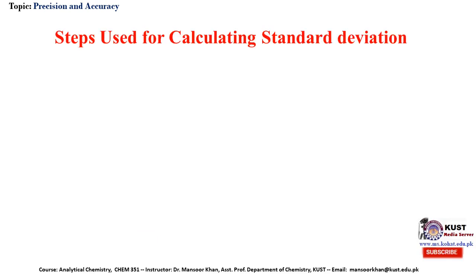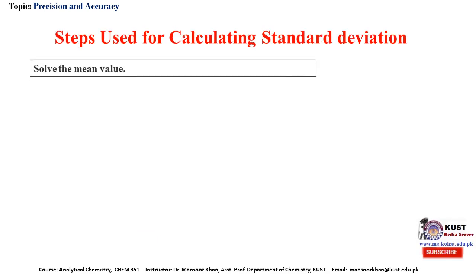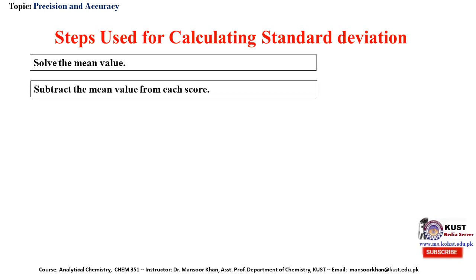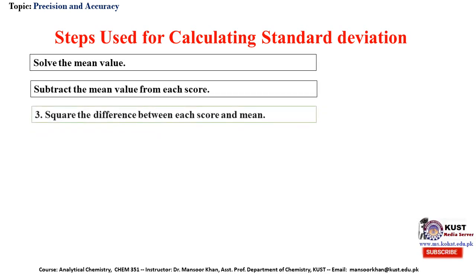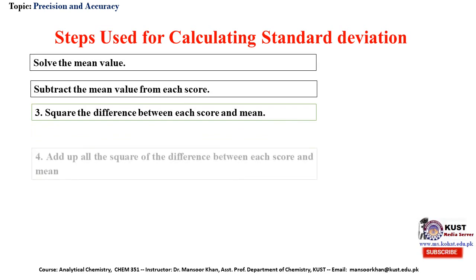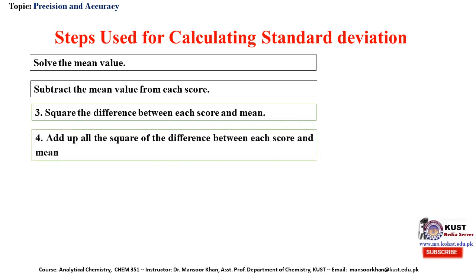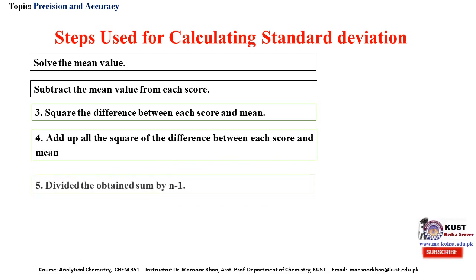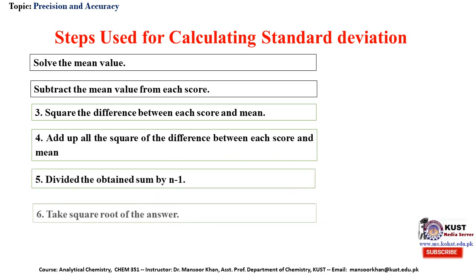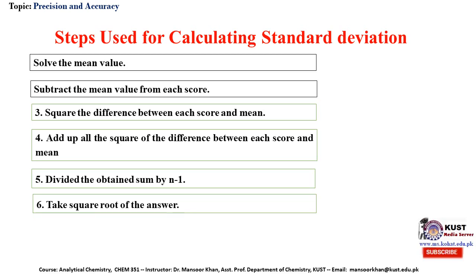Steps used for calculating standard deviation: solve for the mean value, subtract the mean value from each score, square the difference between each score and the mean, add up all the squares of the differences between each score and the mean, divide the obtained sum by n minus 1, and the last step is to take the square root of the answer. There is no need for an example for standard deviation because standard deviation and variance have the same example and the same conclusion can be drawn from the example.